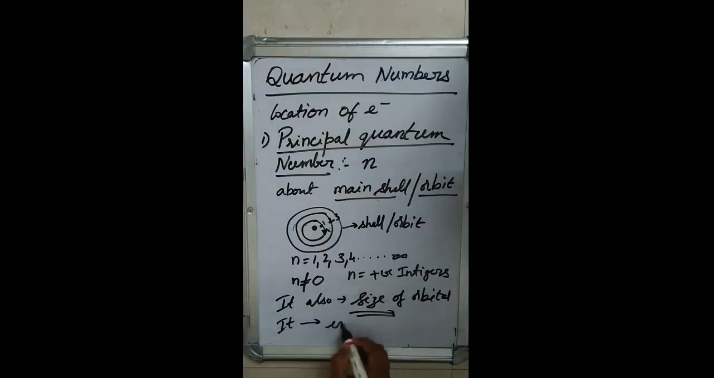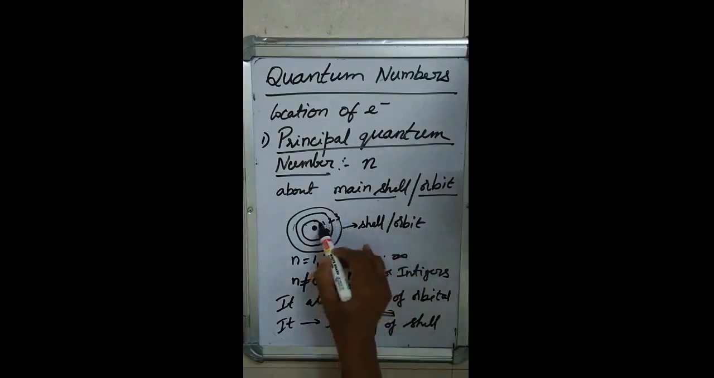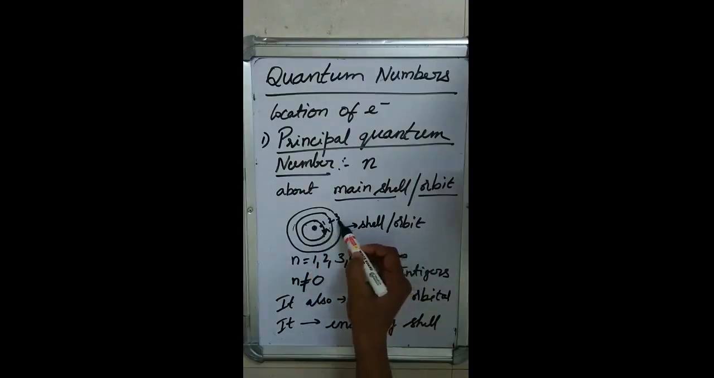And it also gives the information about the energy of the shell. That means if an electron is present in the first shell, then it has lesser energy. If an electron is present in the third shell, it has higher energy. That means as shells are closer to the nucleus, they have lesser energy. As shells are far away from the nucleus, they have higher energy.